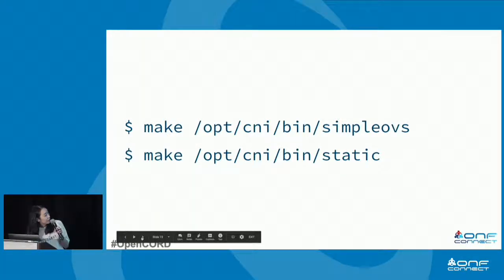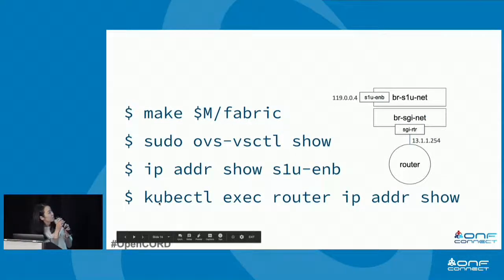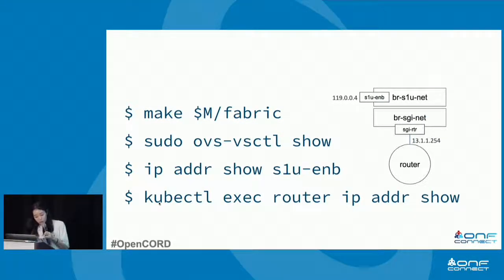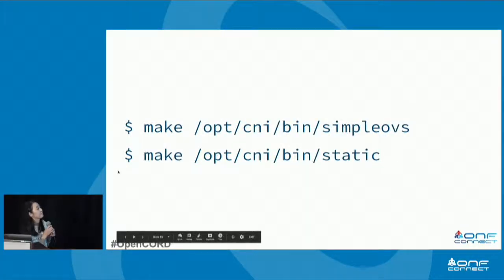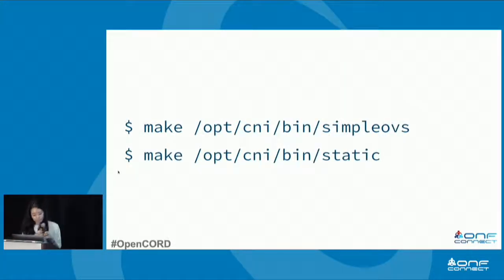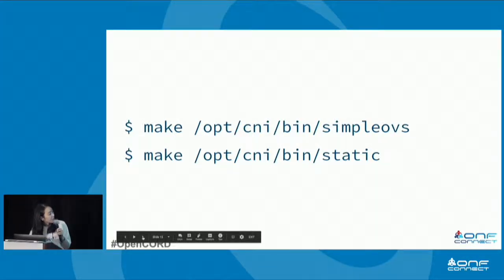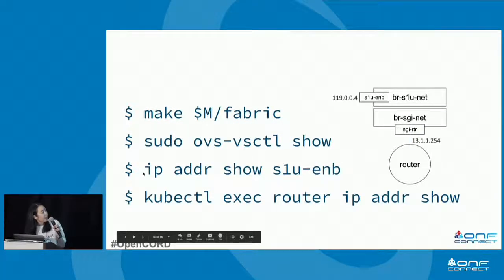And after that, you see it'll just copy the simple OVS binary to this directory, and it downloads static IPAM from GitHub and then copies it to the local. And then run this command, make fabric.